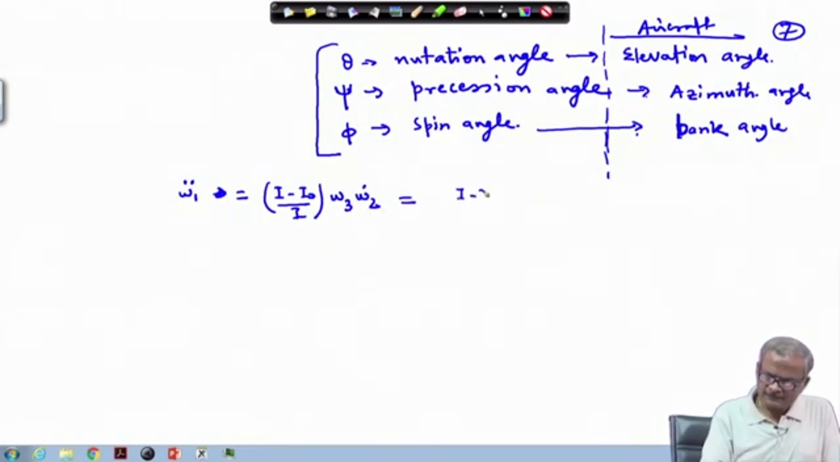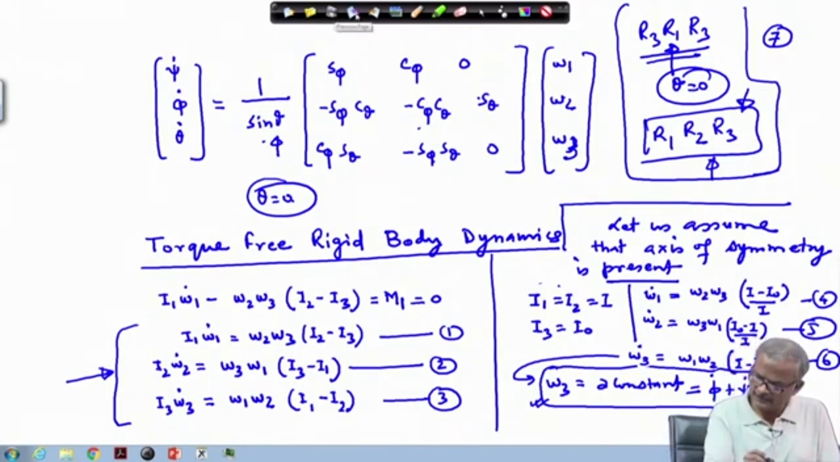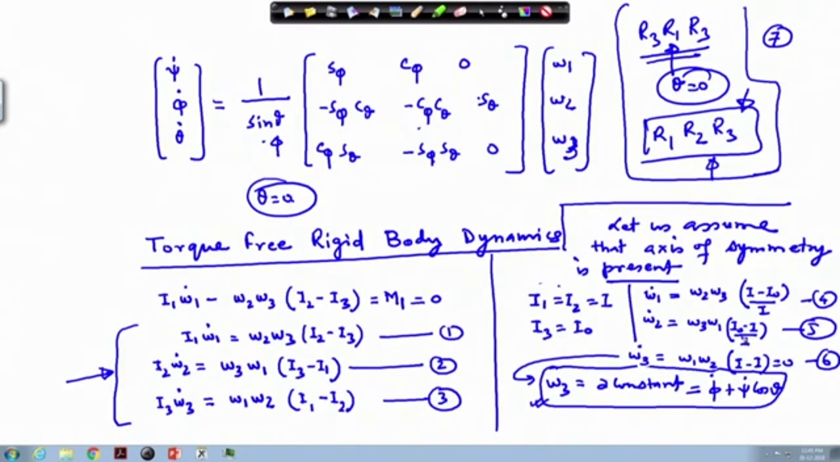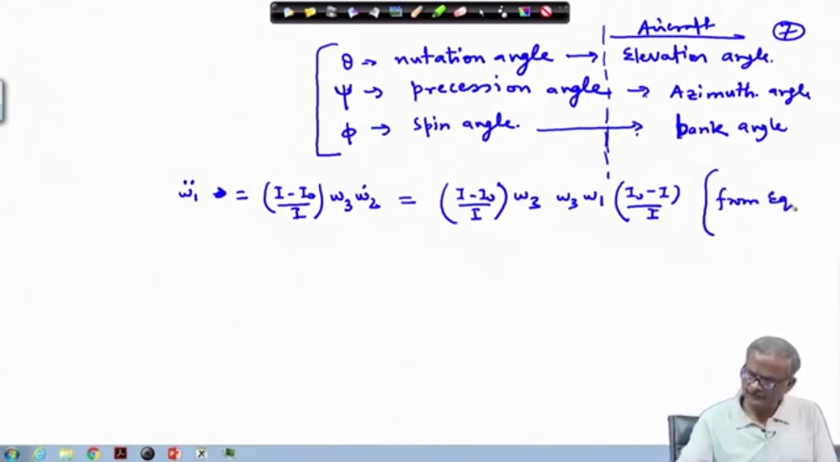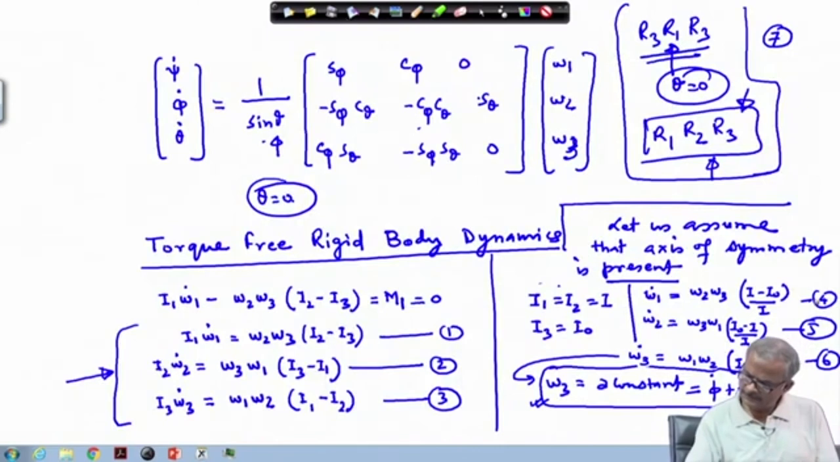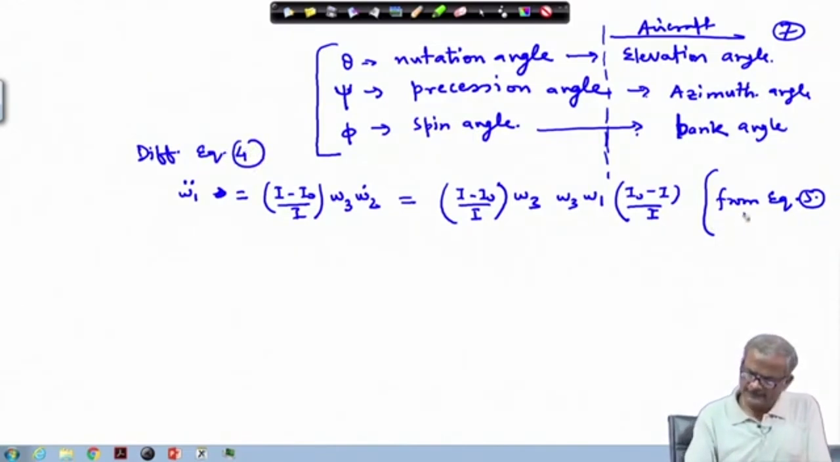Now, in this equation, put omega 2 dot, since omega 2 dot is present here. So, insert it from equation number 5. Omega 2 dot is omega 3 omega 1 times I 0 minus I divided by I, from equation 5. We differentiate equation 4, and we have inserted omega 2 dot from equation 5.